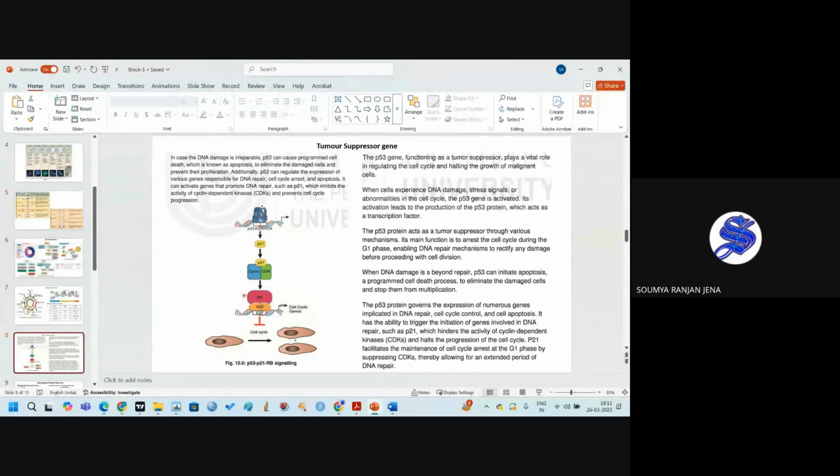Then it will rectify the damaged DNA, or it will go for cell death. If the damaged DNA is not repaired properly, then the fate of that cell is apoptosis, or cell death. This is the major protein that is a tumor suppressor gene. One is P53.